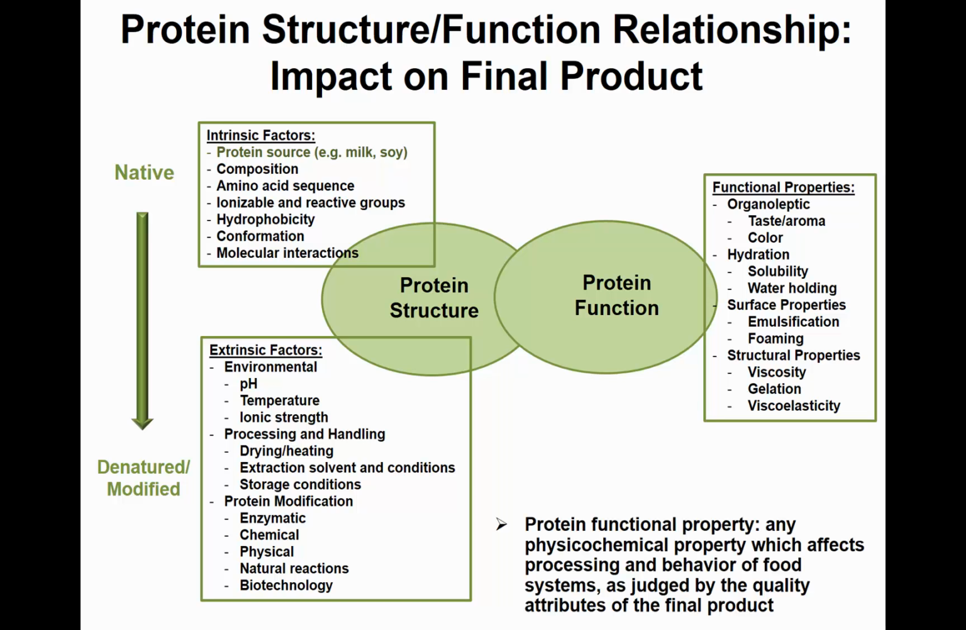And here's a definition of protein functionality, as an FYI. It says any physicochemical property that affects processing or is affected by processing, and it affects behavior of the food system, and the behavior is judged by quality attributes of the final product. What's the final structure, texture, color, taste, consistency, a lot of different quality attributes.